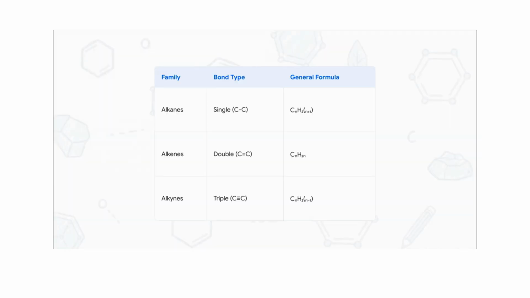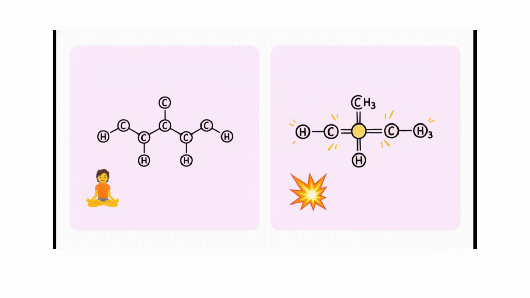Now, we can sort these hydrocarbons into 3 main families, and it all comes down to how the carbon atoms are bonded together. You've got alkanes, which only have single bonds. Then there are alkenes, which have at least 1 double bond, and finally alkynes, which have at least 1 triple bond. It might seem like a small difference, but that change in bonding completely changes their properties and how they behave.